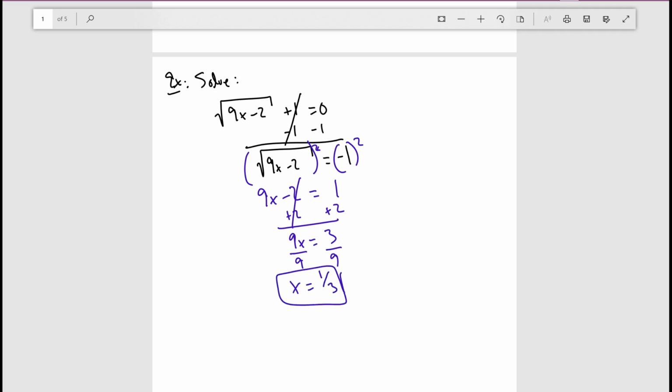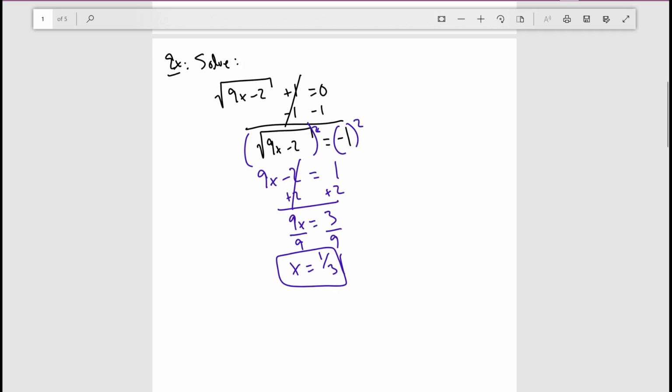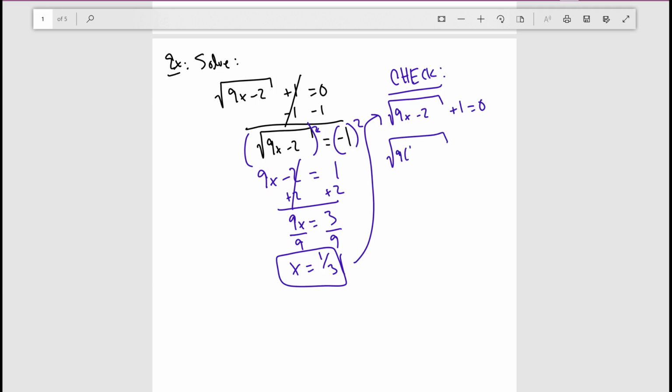Basically this is the answer. Well, let's check. We got to make sure that we check this. We have the square root of 9x minus 2, plus 1 equals 0. We're going to plug this in. 9 times 1/3, minus 2, plus 1 equals 0. I can write 9 as 9 over 1. So 9 times 1 gives me 9, divided by 3 gives me 3. Minus 2 gives me 1. The square root of 1 is 1. Plus 1 gives me 2. 2 is not equal to 0. So actually here, there is no solution.